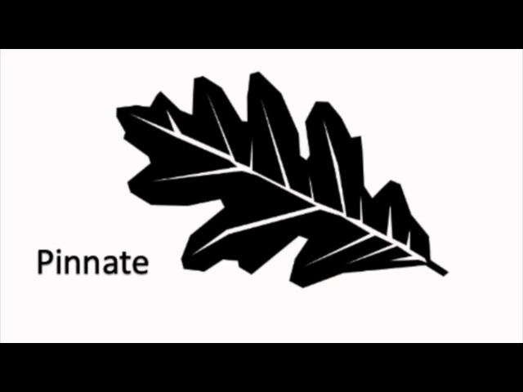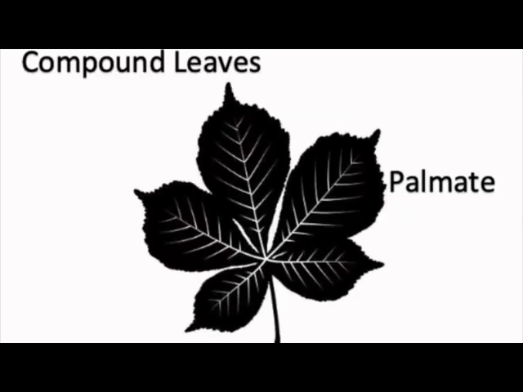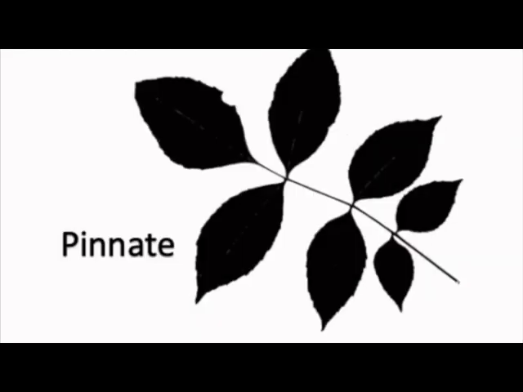And then the exact same pattern can be seen with the compound leaves. So we have the palmate formation again, where all the leaflets attach at one single point. And then we have the pinnate formation, where all the leaflets attach at different points. So those are a couple of the first features that we look at.